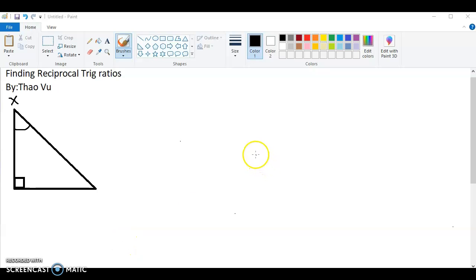Hi, my name is Thao, and today I will be finding reciprocal trig ratios, which are sine, cosine, tangent, cosecant, secant, and cotangent. To help you remember the definition of the trig ratios, just remember the phrase Sohcahtoa, which I will show right now.